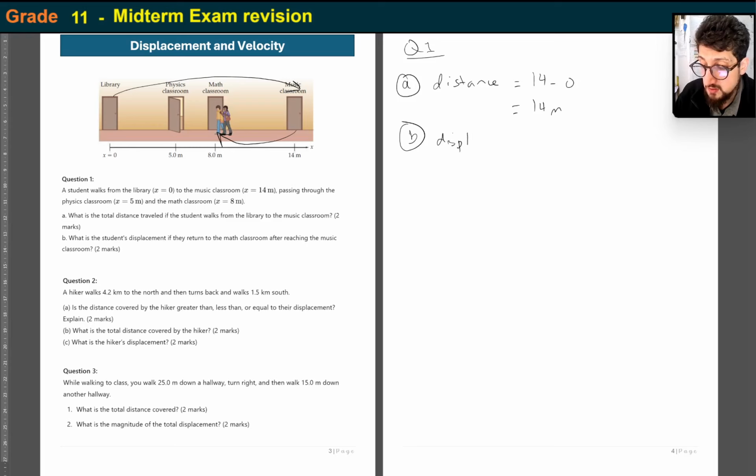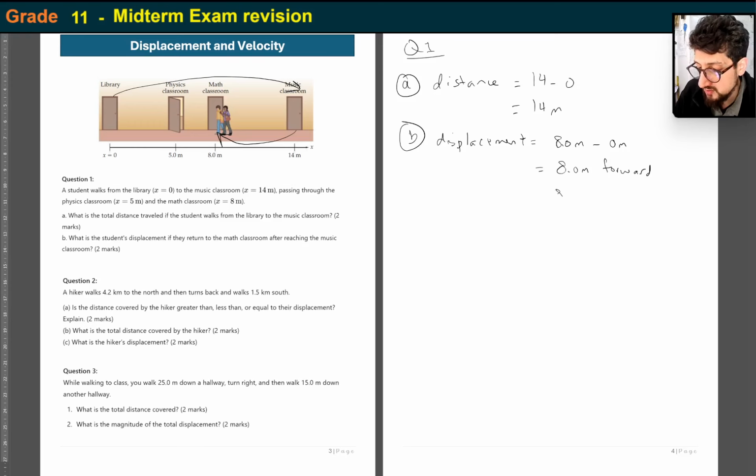displacement, still haven't gotten used to writing on this piece of glass, is equal to 8 meters minus 0 meters. You don't have to put the units here. You just have to make sure that the units are there in the final answer. So it's going to be 8 meters forward. Okay, now why did I write forward, or why did I write to the right?